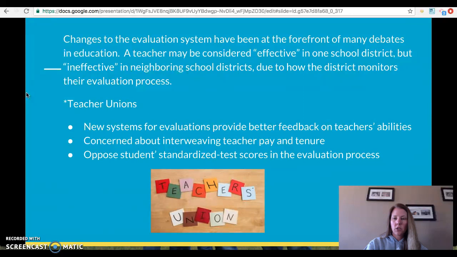And so a lot of teachers' unions started jumping in at this time. They said that new systems for evaluations provide better feedback on teachers' abilities. They were concerned about interweaving teacher pay and tenure, and they were opposed to student test scores in the evaluation process. And this goes back to the very beginning article, because they're saying one district might not have the same population as another one.